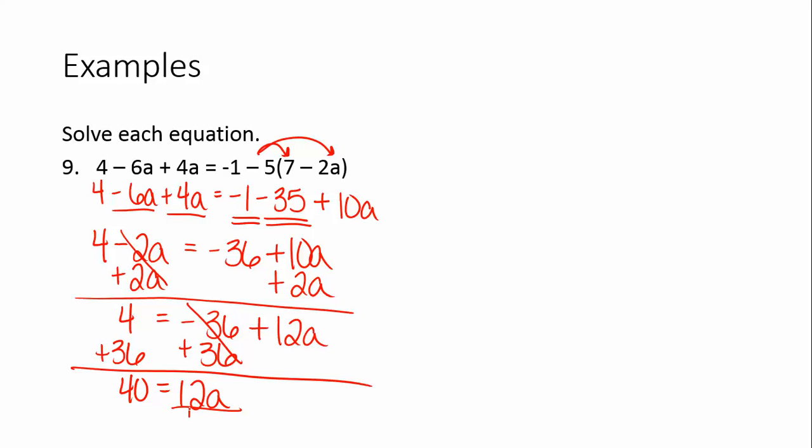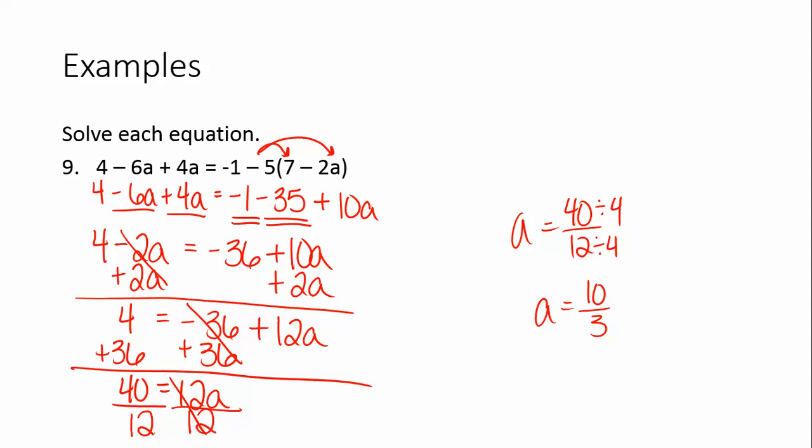And now I need to divide both sides by 12. You'll notice here that 12 doesn't go into 40, but that's okay. We're going to reduce. Let's see. They're both divisible by 4. So that's 10/3. Or if you write it as a mixed number, 3 1/3.